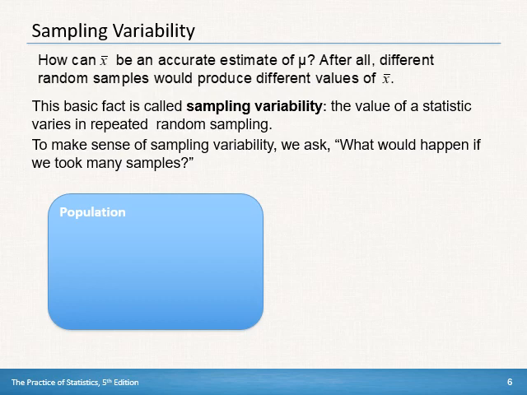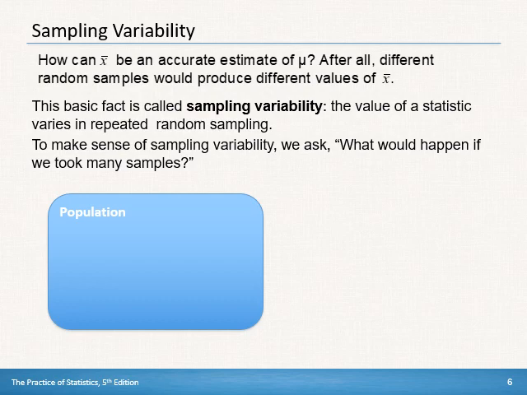All right, so sampling variability. The question is, how can x bar be an accurate estimate of mu? So we saw that we could have lots of variability in our samples. After all, different random samples produce different values of x bar. So if I were to take several samples and look at the x bars, the sample means in all those, I would expect them to vary. Every sample is going to vary from every other sample. You're never going to get the same sample statistic or x bar when you sample. And so this is referred to as sample variability.